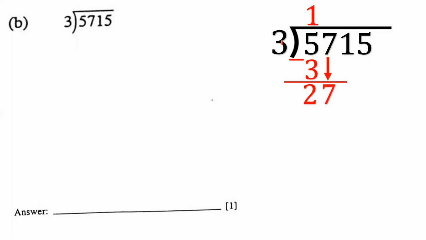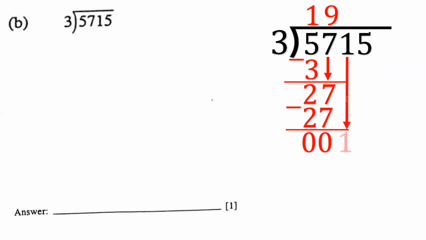And so we ask ourselves, how many times can 3 go into 27? Well, 3 goes into 27 9 times. So 3 times 9 is 27. So we put the 27 down below. And we subtract. 7 minus 7 is 0. And 2 minus 2 is 0. So the answer here is 0. Next, we bring down the 1. And so we ask ourselves, how many times can 3 go into 1? 3 goes into 1 0 times, because 3 times 0 is 0. Next, we subtract. So 1 minus 0 is 1.